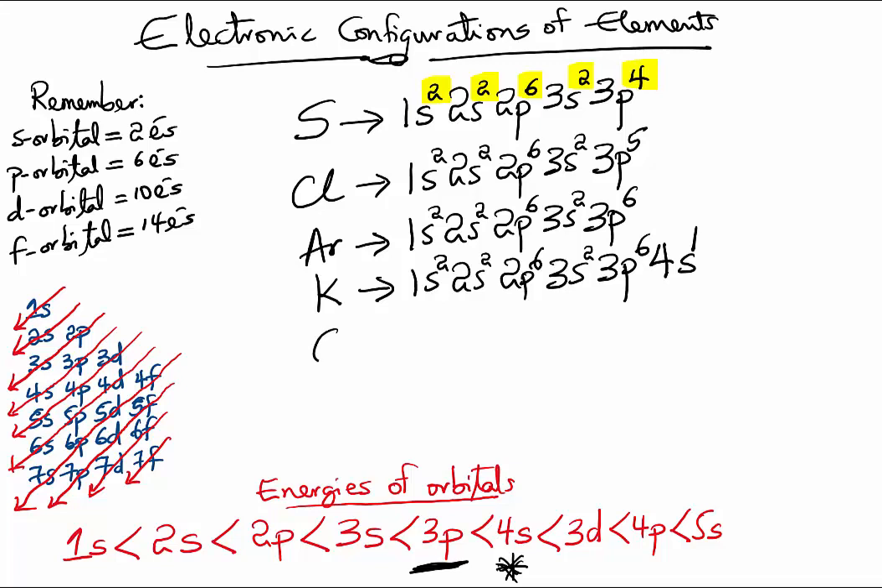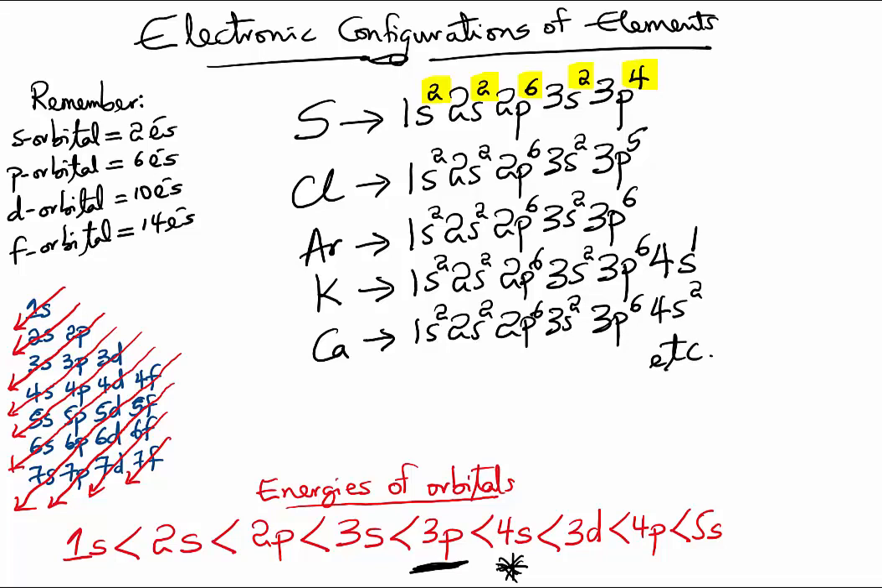And calcium will have electron configuration of 1s2, 2s2, 2p6, 3s2, 3p6, 4s2, etc. Let us now practice with some other elements that are just chosen randomly.